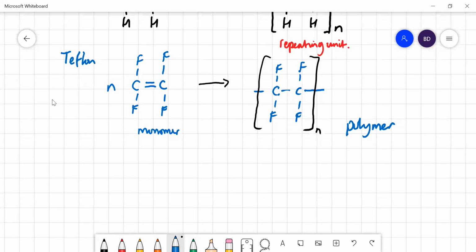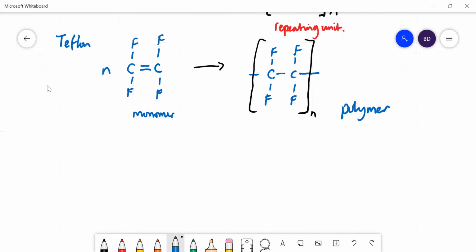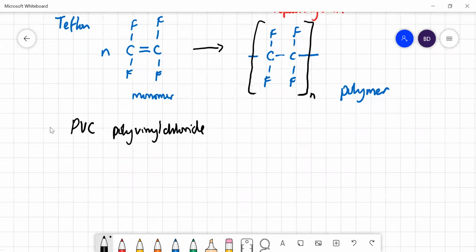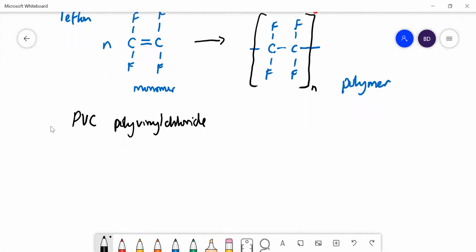You may have heard of PVC. PVC is short for polyvinyl chloride. Now, vinyl chloride, we wouldn't actually call it vinyl chloride anymore. It's the old-fashioned name. We call it chloroethene. Well, that looks like this. There's chloroethene. So one of the hydrogens is replaced by a chlorine.